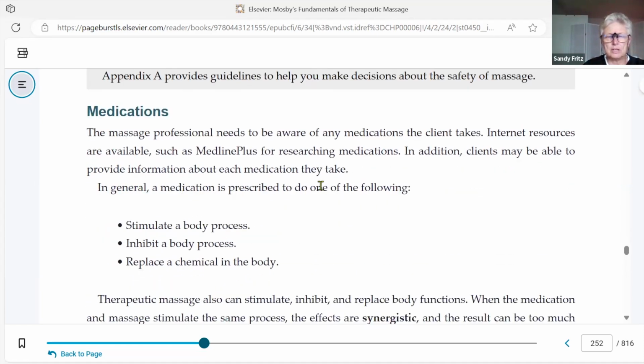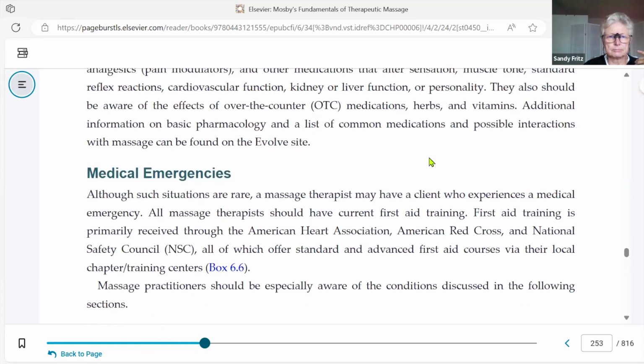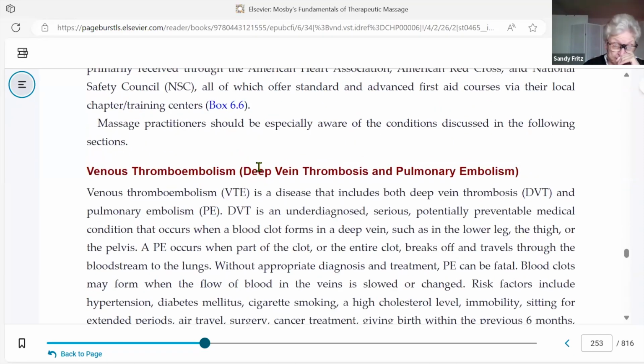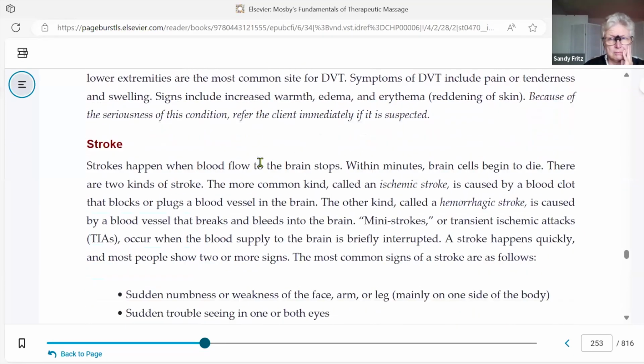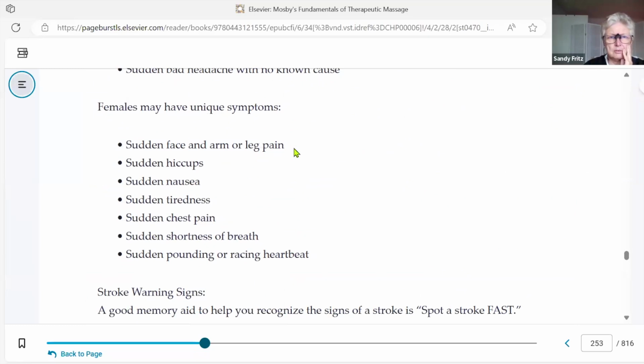A general understanding of the categories of medication and what they do. Slow right down and pay solid attention to these medical emergencies. This can be as significant as a 911 call.